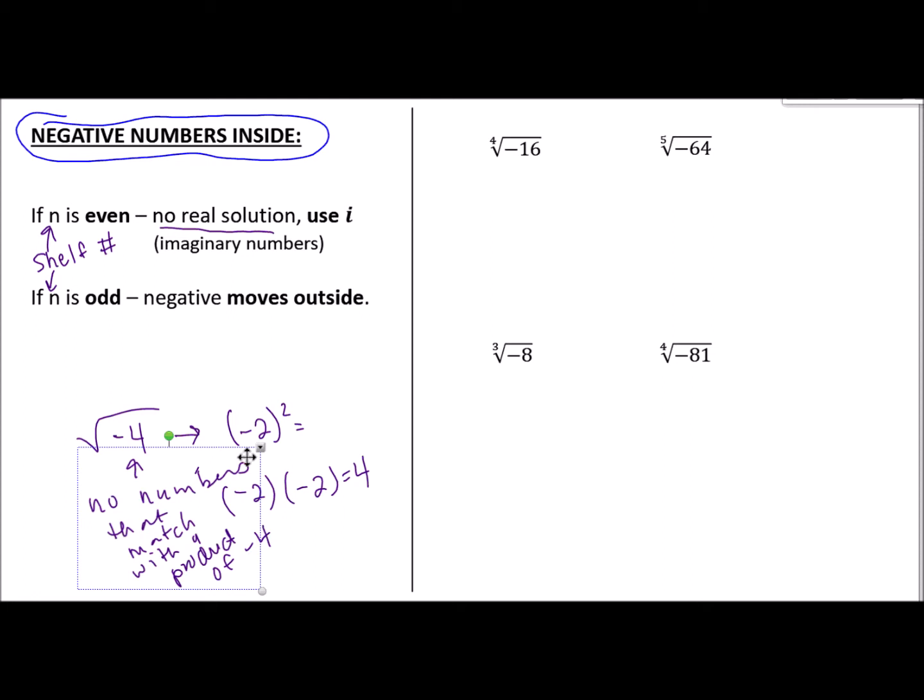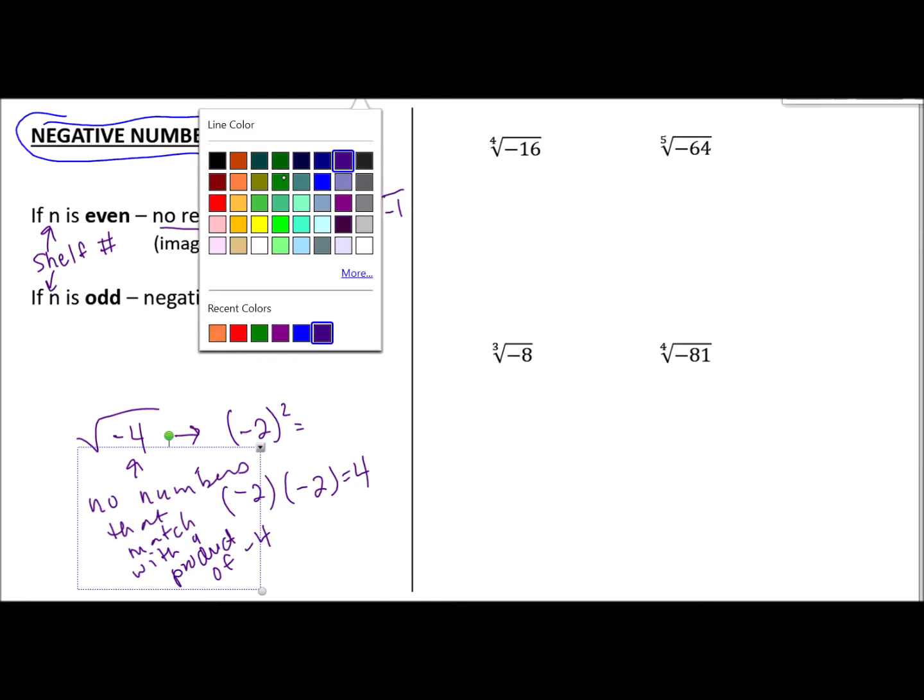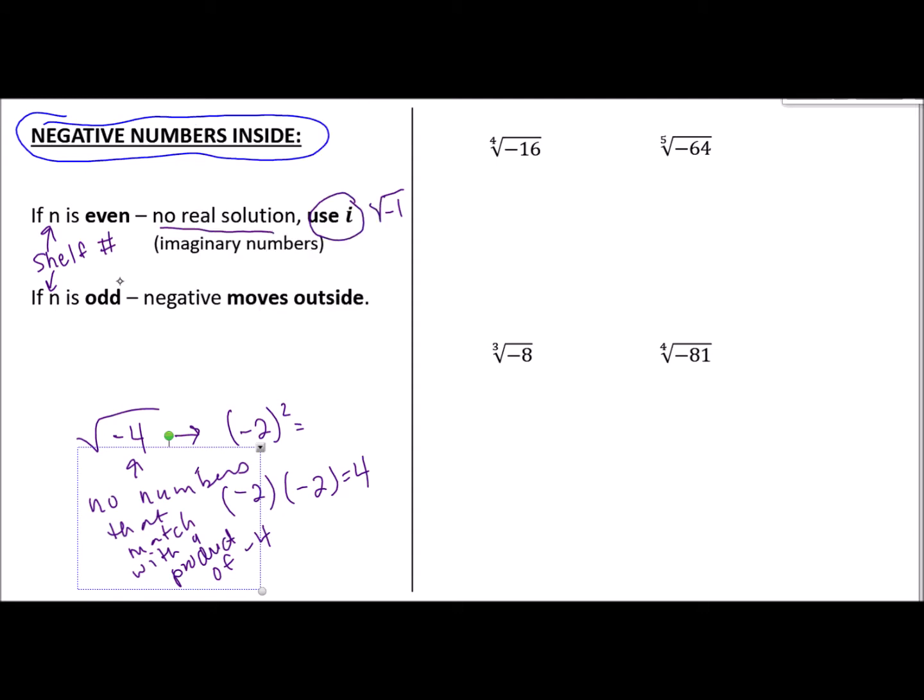Okay, so for these imaginary numbers right here, we use this variable i. All this really is, is the square root of negative 1, but it's just a replacement for that negative underneath the radical. Now, when the shelf is odd, all that negative does is move outside. That's it. So you need to identify what the shelf number is, whether it's even or odd, and then apply these rules to it. Let me show you some.